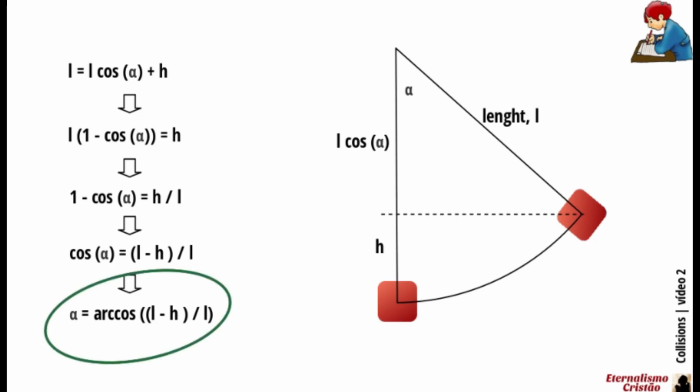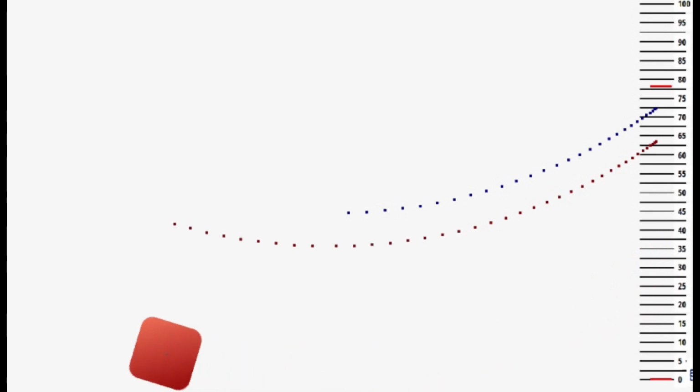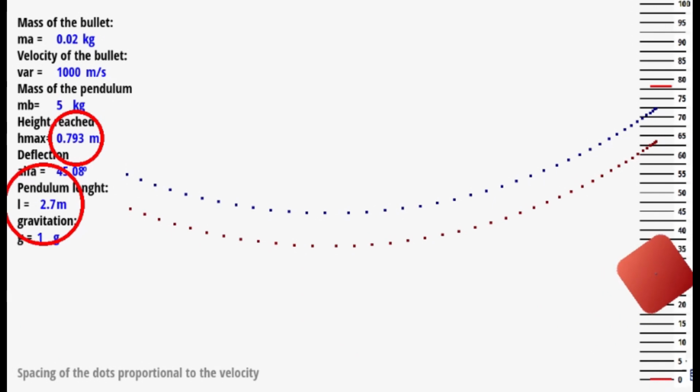You can generalize the previous situation. Note that, if the pendulum is longer, the deflection will be lower, for the same height. The height reached by the pendulum does not depend on its length. It only depends on the energy brought by the bullet. The longer the pendulum, smaller is the deflection needed to reach the maximum height.